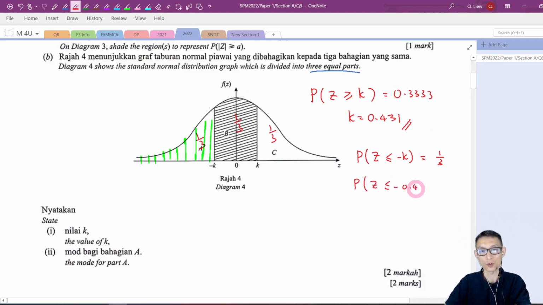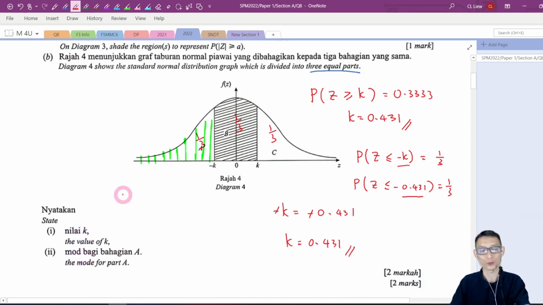Negative 0.431. And then we compare this one and this one. Negative k is equal to negative 0.431. So from here, we can cancel the negative sign on both sides. So we know that k is equal to 0.431. Okay, both methods give you the same answer. This is the way we get the answer for part 1.